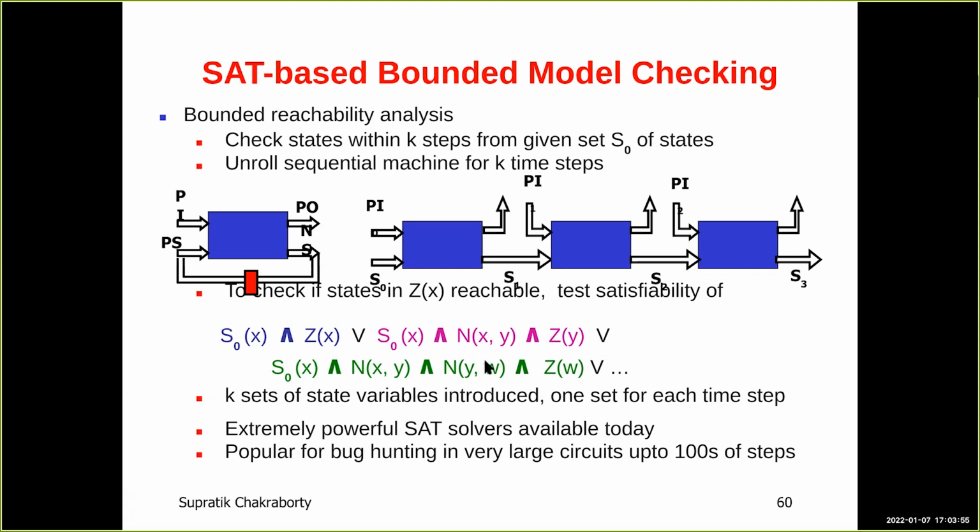Okay, so this is one large formula, and of course, every time I did this unfolding, I had to introduce a separate copy of the state variables. I can't reuse the same copy. So there are k sets of state variables introduced, one set for each time step, and then I can form this one large formula. This formula may not be in CNF, but we have seen earlier today how to take an arbitrary Boolean formula represented by an arbitrary circuit and convert it to an equisatisfiable CNF formula, which is the Tseitin encoding.